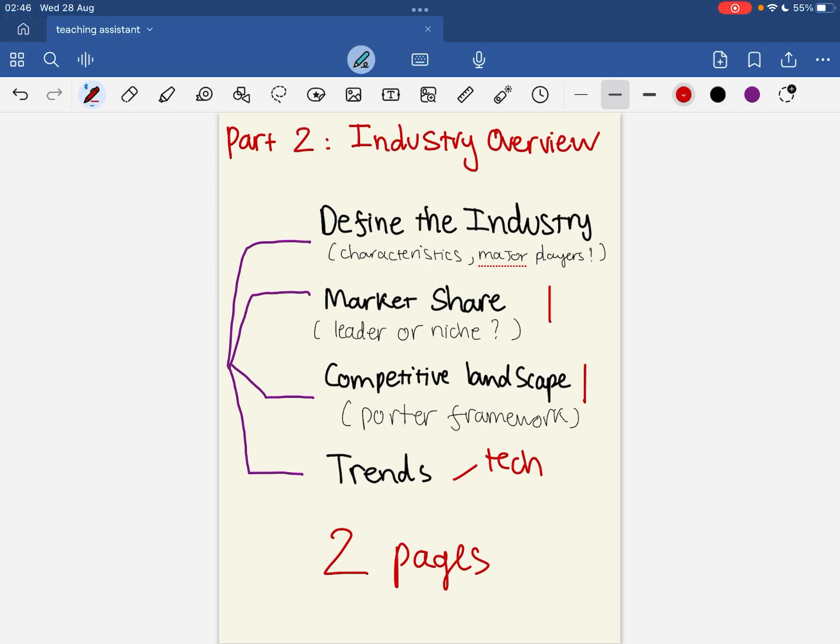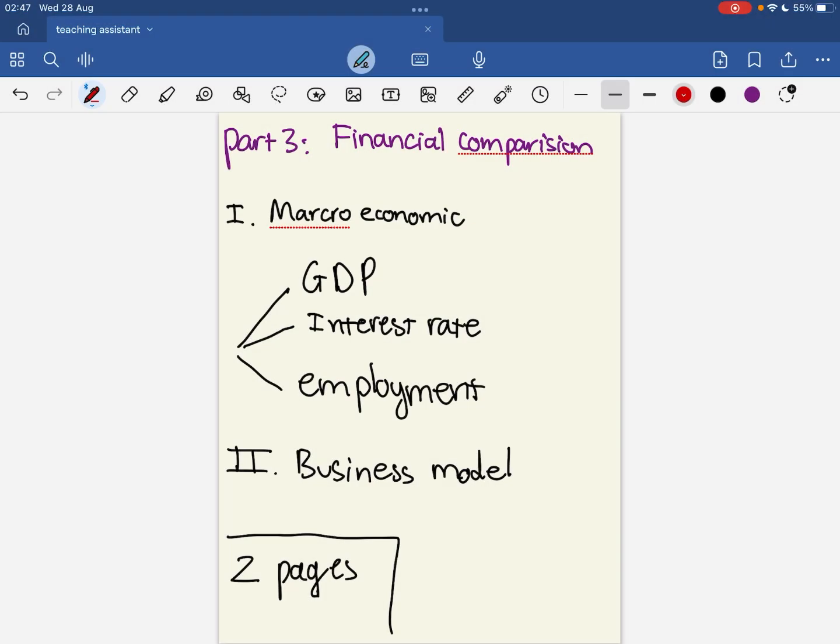influence their future success. In part 3, we dive into the fundamental analysis for stock valuation. This section is about assessing the intrinsic value of the companies by analyzing their financial health and business prospects. So, we shall start with the macroeconomic overview.